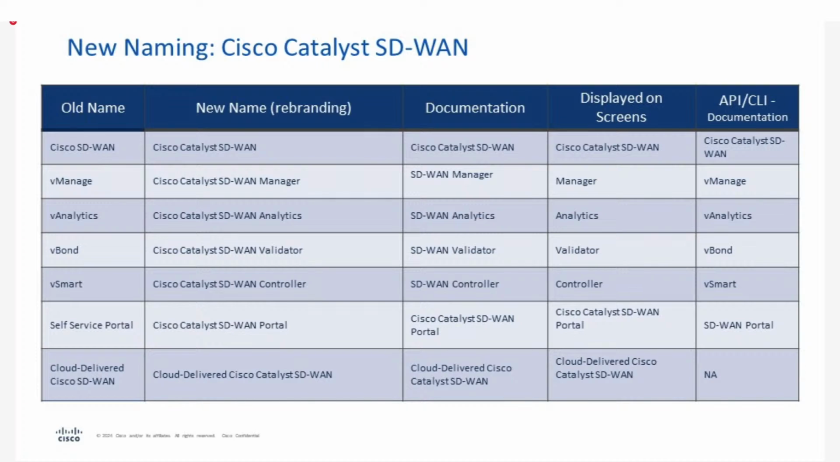In the slide here, we see our old name vManage, what we used to call it. That has become Cisco Catalyst SD-WAN Manager, and vBond has become the Validator. vSmart is the Controller, and vAnalytics is again vAnalytics itself. So these are the main changes in the rebranding. Just keep these things in mind.